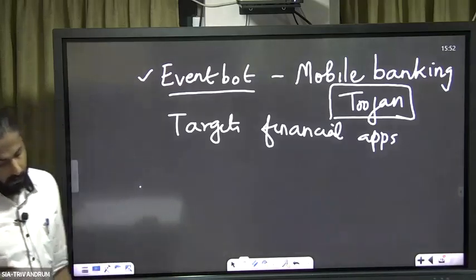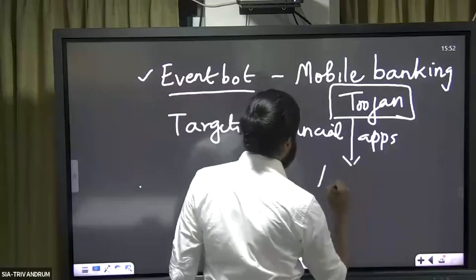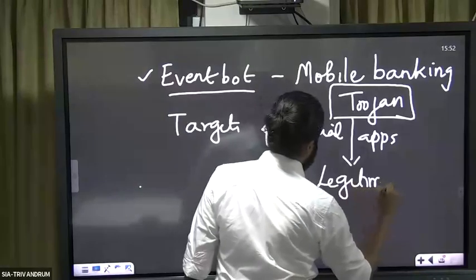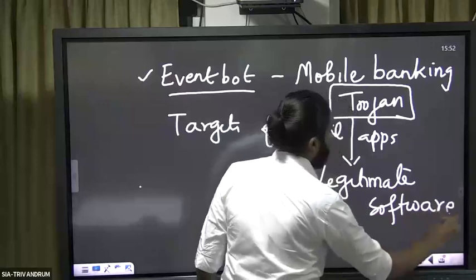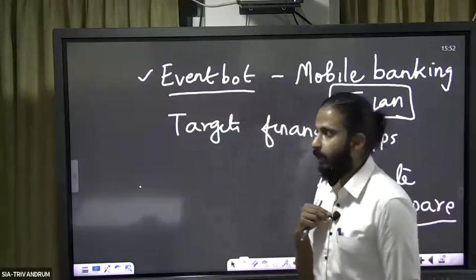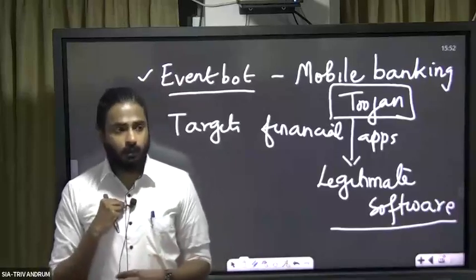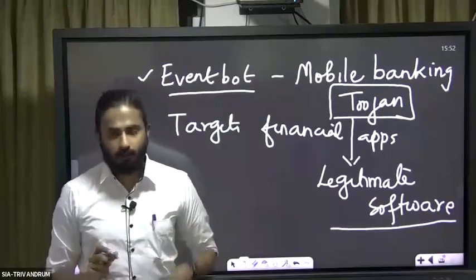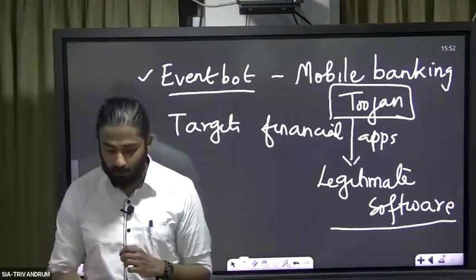Okay. So a Trojan is disguised as a legitimate software. You will believe that it is an actual software and you will download it, and when we use it, you will understand that it is not an actual software. So this is a Trojan. Event bot is a mobile banking Trojan.